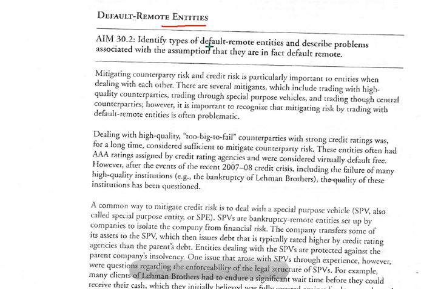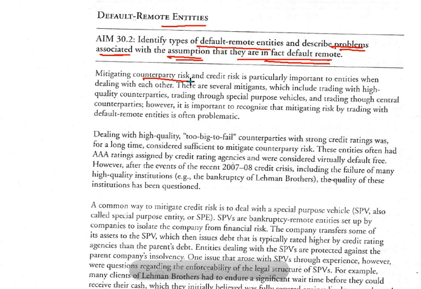Now the next aim statement they are talking about is the default remote entities. They are saying to identify the types of default remote entities and describe the problems associated with the assumptions, and the fact of whether they are in fact default remote, whether they are remotely considered from the default perspective, right?